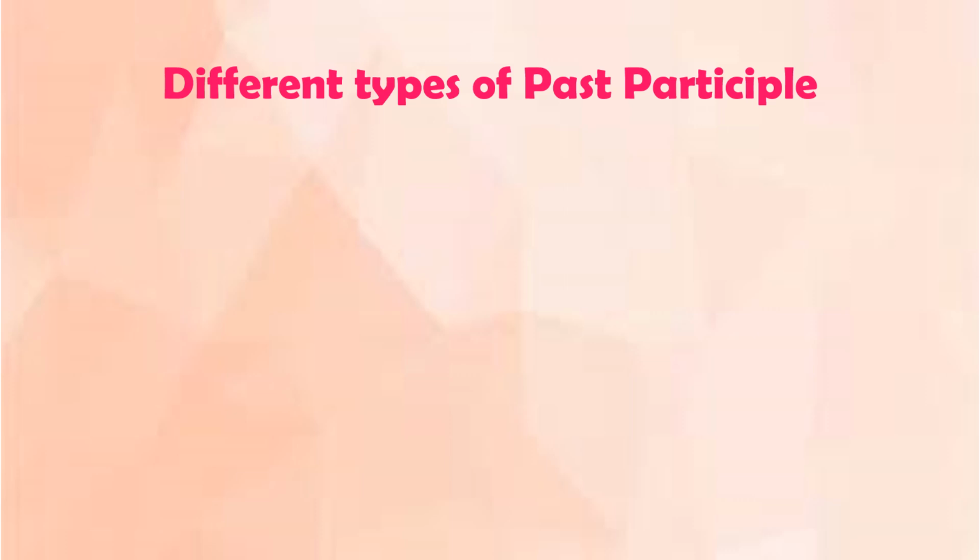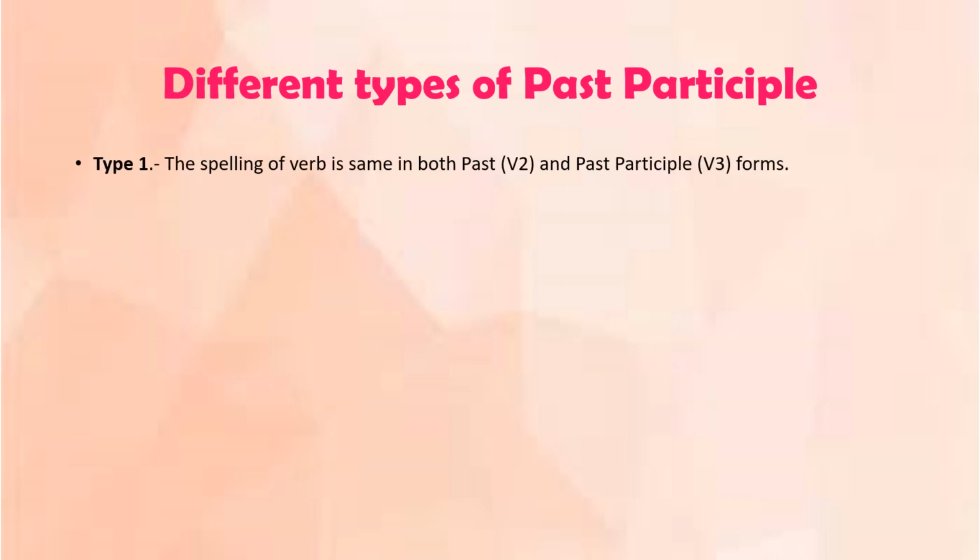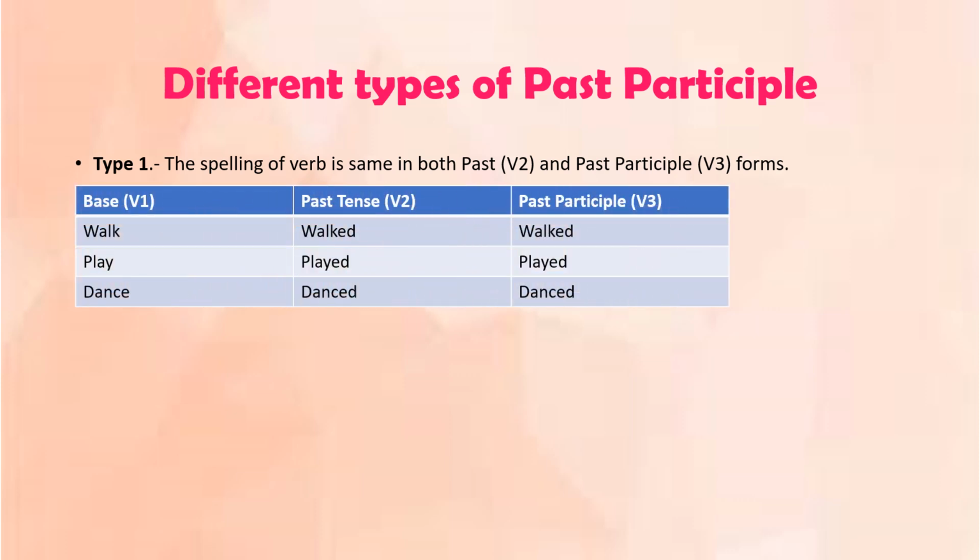Examples of different past participle verb forms. Here is the list of present, past and past participle forms of some important verbs, which helps our learners to memorize these verb forms easily. Type 1. The spelling of the verb is same in both past and past participle forms.